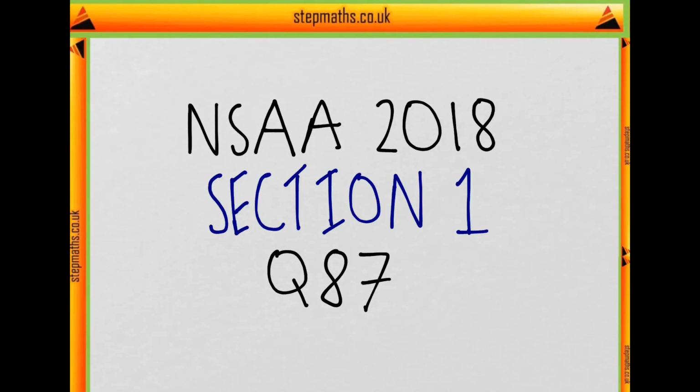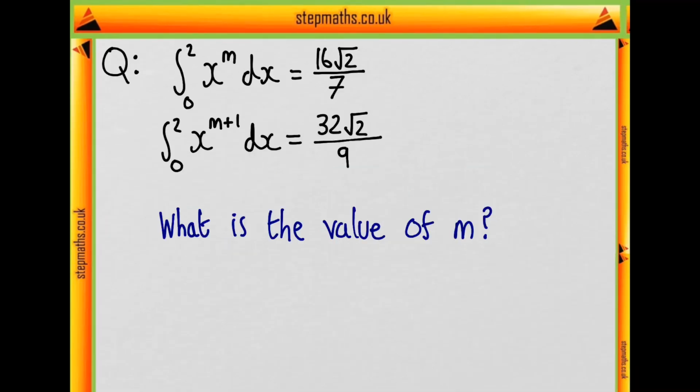This is question 87 from section 1 of the 2018 NSAA paper. In this question we're given these two horrible expressions. The integral of x to the n between 0 and 2 with respect to x is 16 root 2 over 7, and the integral of x to the n plus 1 between 0 and 2 is 32 root 2 over 9. Given all of this messy information, we're asked to find the value of n.